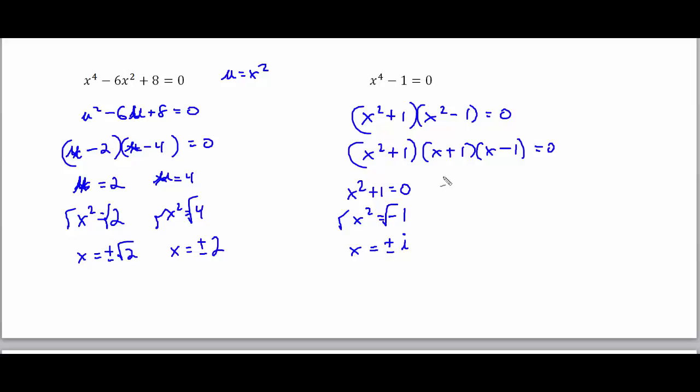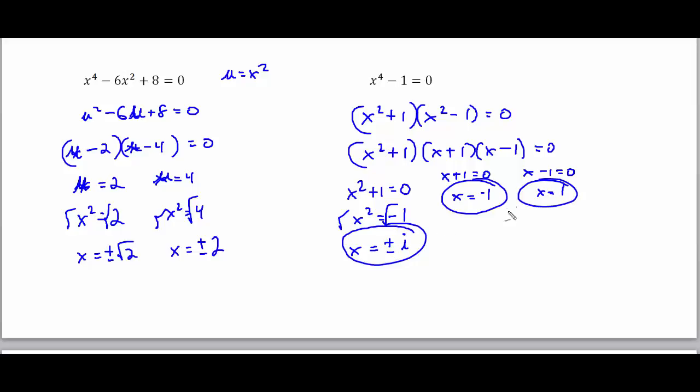Here I have x plus 1 equals 0, so that's x equals negative 1. There's nothing to square root here. Here I have x minus 1 equals 0, so I'm going to add 1 to both sides. So x is equal to 1. So my answers to this problem are plus or minus i, negative 1, and 1.